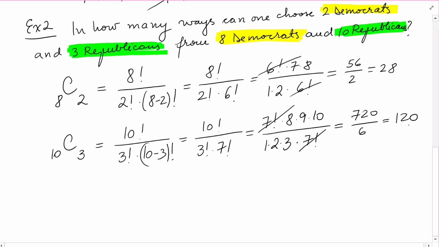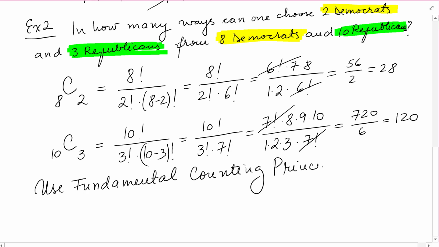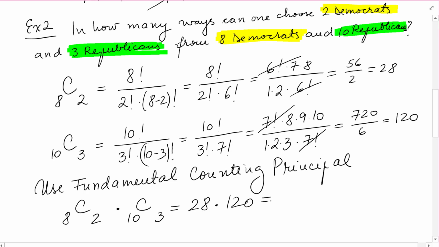Now to answer the question, in how many ways can one choose 2 Democrats and 3 Republicans, we use the fundamental counting principle, which says combination of 8 taken 2 times times combination of 10 taken 3 times. It's exactly the answers we just got: 28 times 120, which is 3,360.